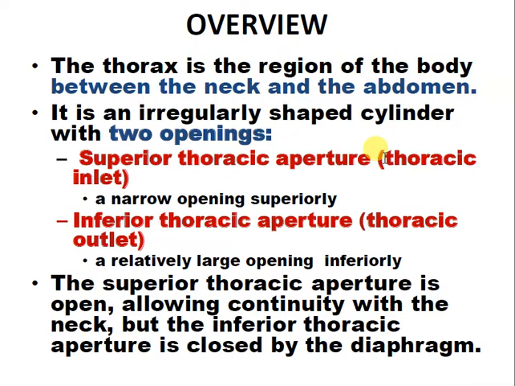We shall study later some of the structures passing through the thoracic inlet and going down to the thoracic outlet. Some of the structures start in the thorax and pass through the thoracic inlet, or the superior thoracic aperture, as we shall study later. Now, the inferior thoracic aperture is a relatively large opening inferiorly as compared with the superior one. The superior thoracic aperture is open, allowing continuity with the neck, but the inferior thoracic aperture is closed by the diaphragm. So the presence of the diaphragm separates the thorax from the abdomen, and it is a very important structure in inspiration and expiration, that is pumping, getting in air and removing out air, as I will study later.